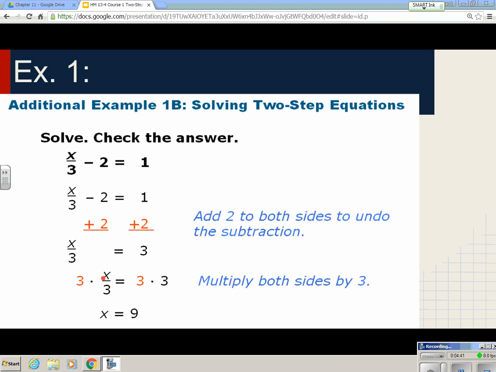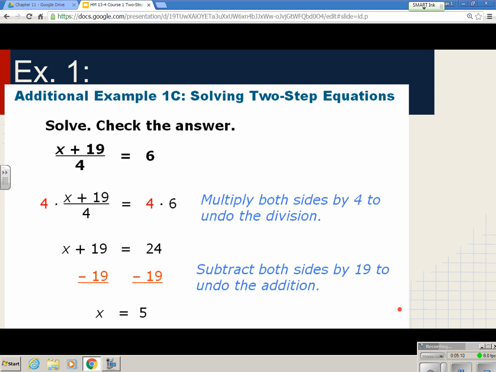3 over 3 gives you 1 whole, or just 1x, or just x. And 3 times 3 on this side gives us 9. So again, the way we can check is you put 9 in for here, and 9 divided by 3 would give you 3. 3 minus 2 is 1, so that's correct. You don't have to write this one down unless you think you need to. I would, because it's another type of problem. This is a division problem. I would write it down if I were you, but it's your choice.